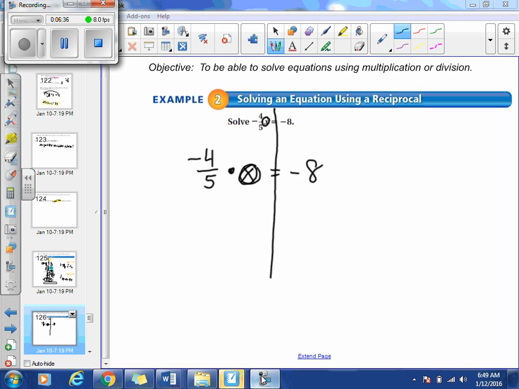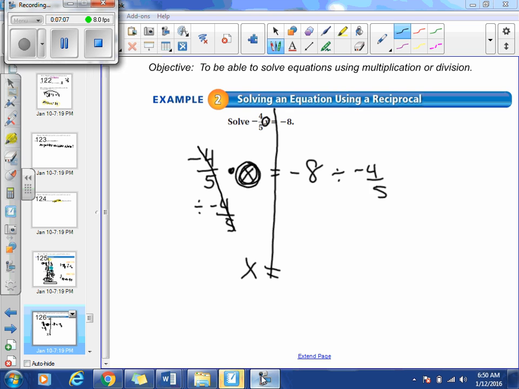So we need to undo what they did to the variable. So if you have something and you multiply it by negative 4/5, to get back to that something, you also then need to divide it by negative 4/5. All right, and I need to take the other side and divide it by negative 4/5. I want you to stop and think. Does that make sense? They multiplied the variable by negative 4/5, so we're dividing it by negative 4/5. Are you good with that part?